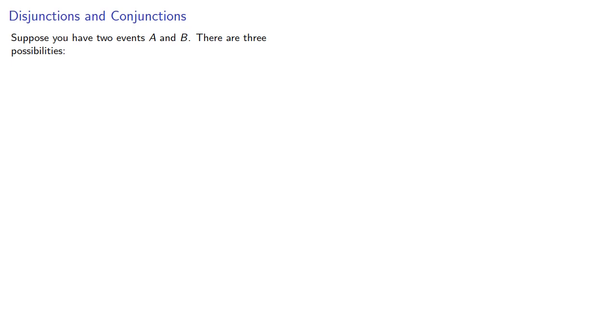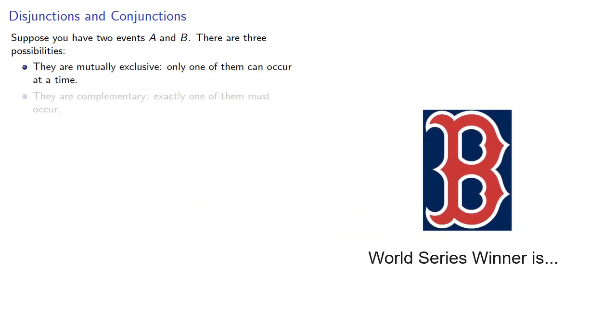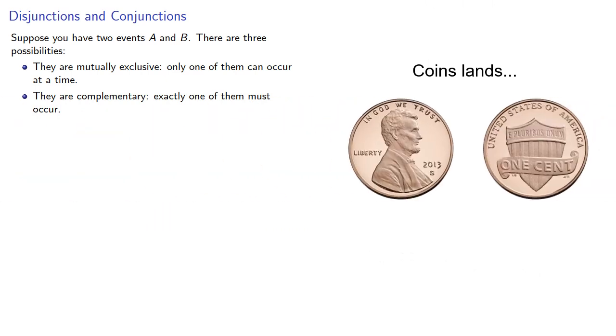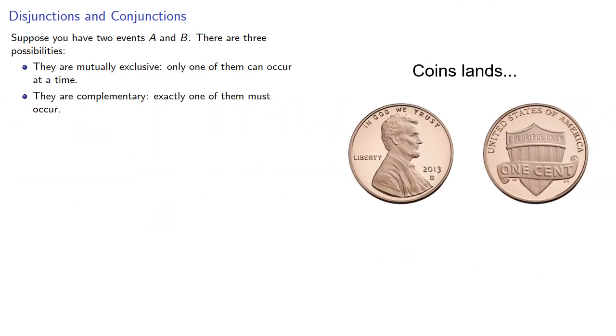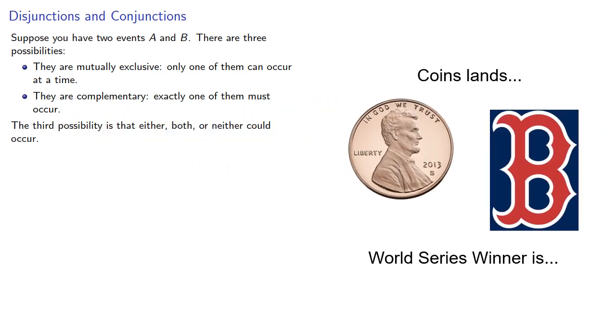Suppose you have two events, A and B. There are three possibilities. They are mutually exclusive. Only one of them can occur at a time. They're complementary. Exactly one of them must occur. The third possibility is that either, both, or neither could occur.